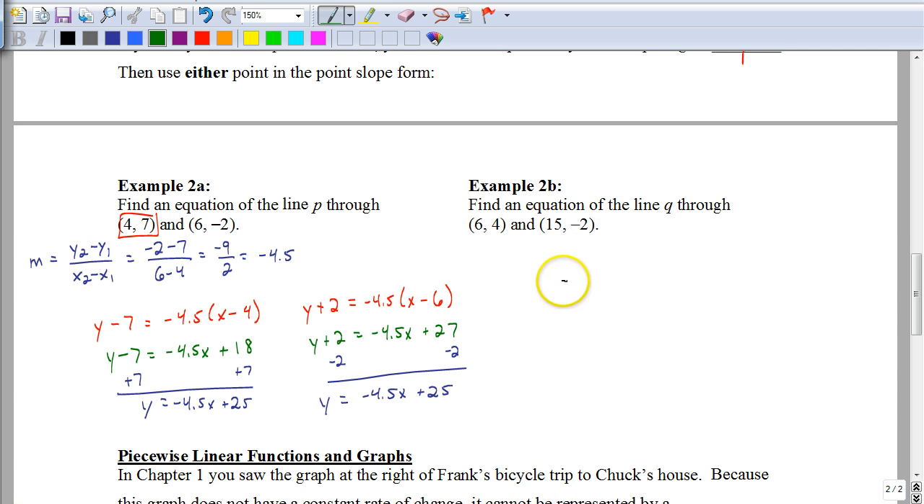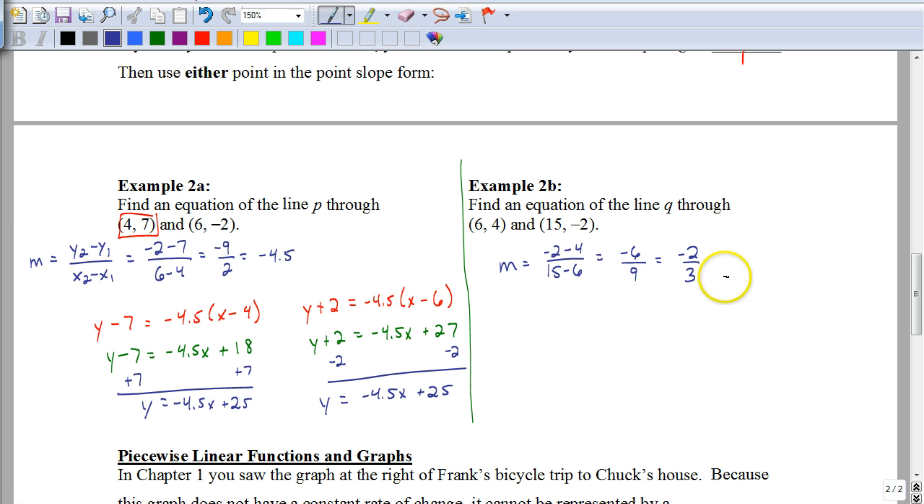Okay, so first off, you should have found your slope. So your slope here would be, take negative 2 minus 4 over 15 minus 6. You do that, negative 6, 15 minus 6 is 9. Reduce that. Remember, you always reduce your slope, becomes negative 2/3.